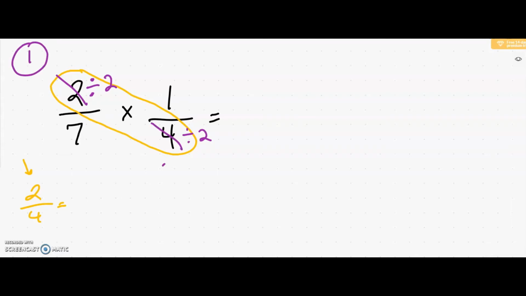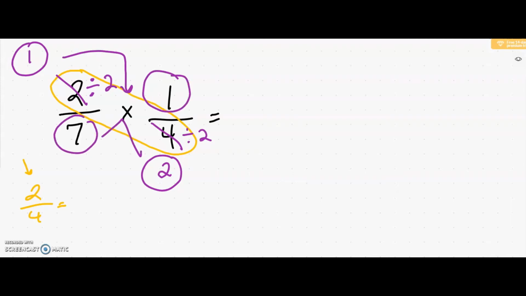4 divided by 2 is going to give me 2. So look what I'm left with. I'm left with the number 1 times 1 and the number 7 times 2. And that's why I circle the numbers so I can find them. Okay? All right, so I would do 1 times 1, which would give me 1, and 7 times 2, which would give me 14. Okay?